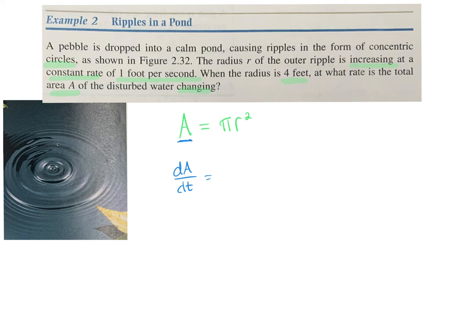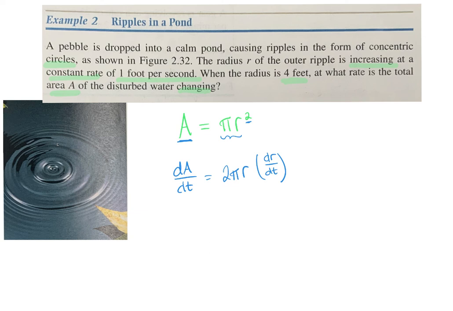So how do I take the derivative of this piece? Well, I multiply by the exponent, 2 pi r to the first power. And this is with respect to time, which is a different variable. So I need to say dr/dt. All right? And then I'm going to fill in the pieces that they gave me. This is my derivative. I'm going to fill in what they told me.